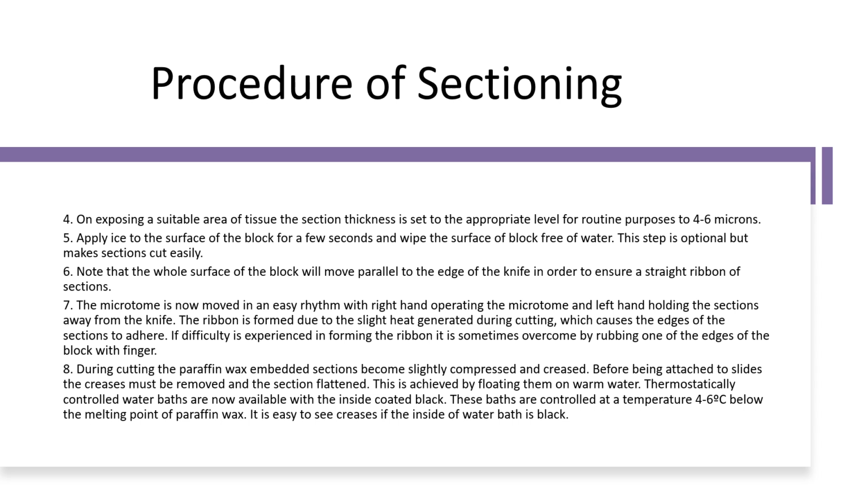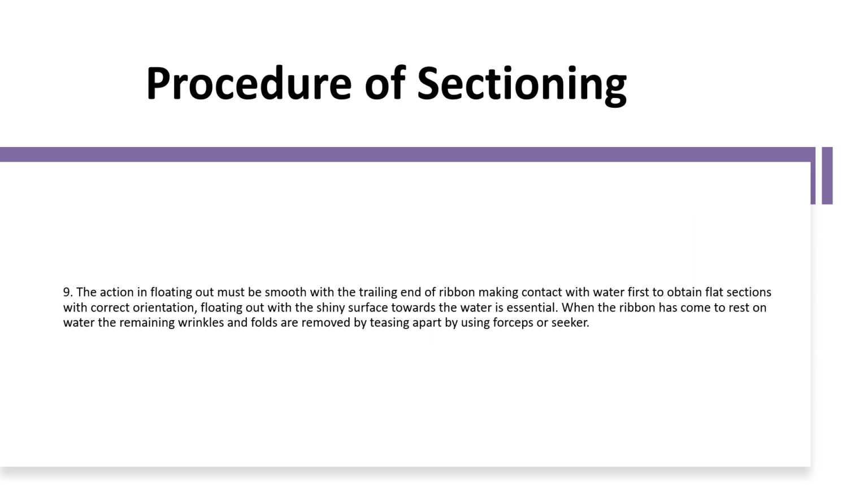Thermostatically controlled water baths are now available with the inside coated black. So these water baths are controlled at a temperature of 4 to 6 degrees centigrade below the melting point of paraffin wax. It is easy to see creases if the inside of the water bath is black. The action in floating out must be smooth, with the trailing end of the ribbon making contact with water first to obtain flat sections with correct orientation. Floating out with the shiny surface toward the water is essential.